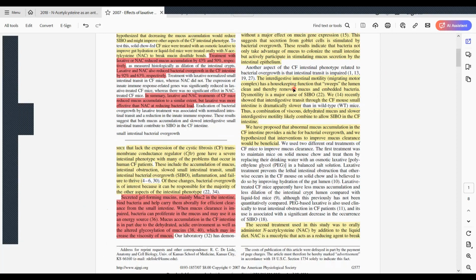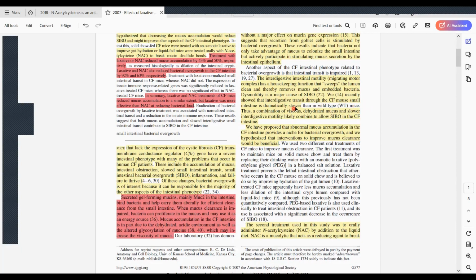Part of the cystic fibrosis phenotype is a decrease in the migrating motor complex. So you have decreased peristalsis, or moving things out. That allows things to hang around, and mucus and bacteria to build up. And this dysmotility, or lack of that downgoing wave, is a major cause of SIBO.